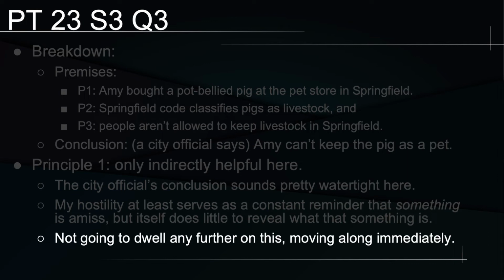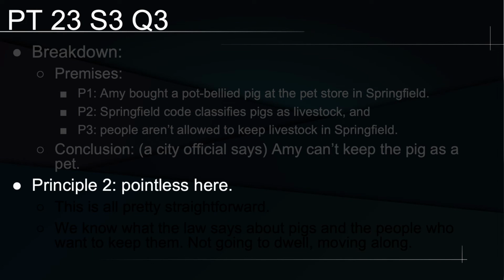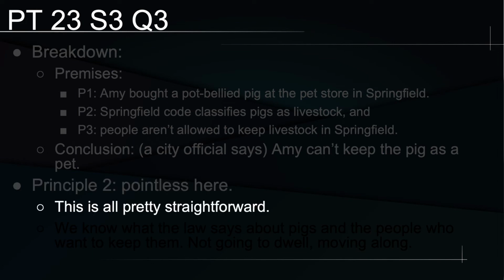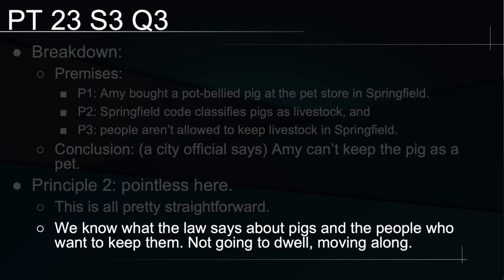I'm just going to move along immediately to principle 2 and see if that helps. Unfortunately for us, though, principle 2 is quite pointless here, because this is all pretty straightforward. We know what the law says about pigs and the people who want to keep them. It's pretty clear that you can't keep pigs in Springfield because pigs are livestock, and you're not allowed to keep livestock. So I don't really know what else to dumb down about this. It's all very straightforward. So again, just like principle 1, it's not going to do much for me, so I'm not going to dwell on it.